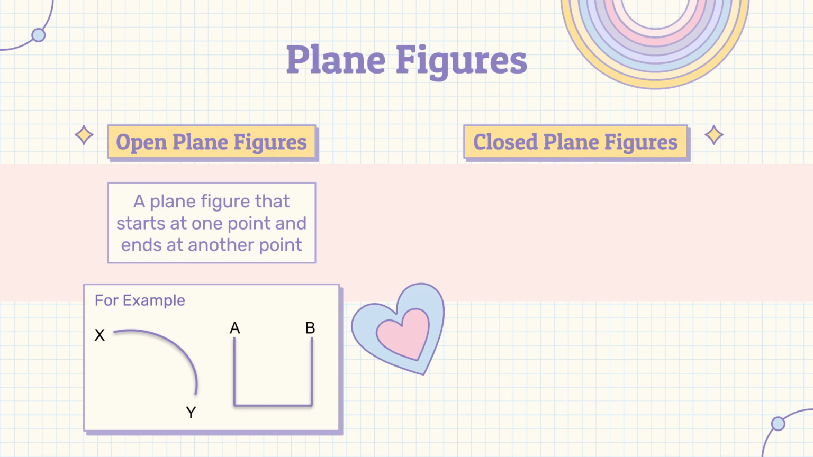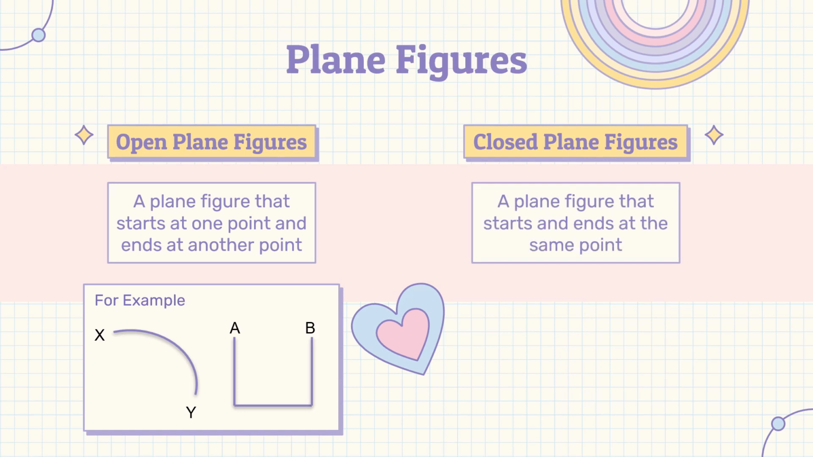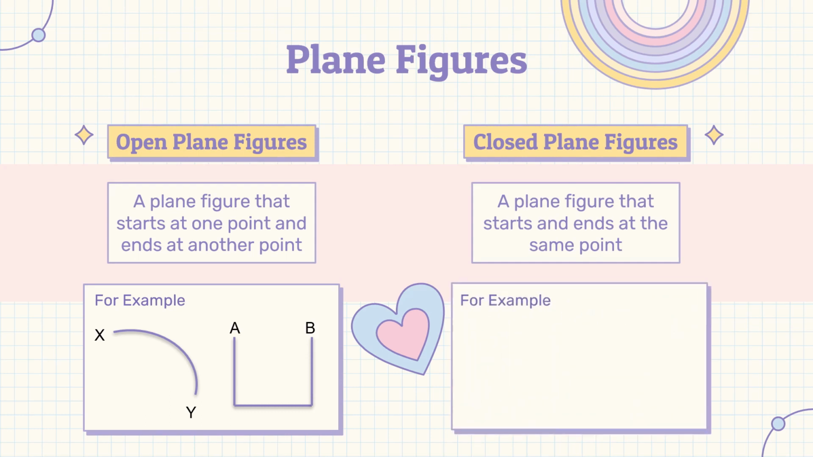Okay, after open plane figures, we learn about closed plane figures. Closed plane figures start and end at the same point. For example, we can use straight lines to start at the point X and end at the point X again. The second example, we can also draw closed plane figures with curved lines, as we have done, where we started drawing a curved line from the point A and ended it at the same point.